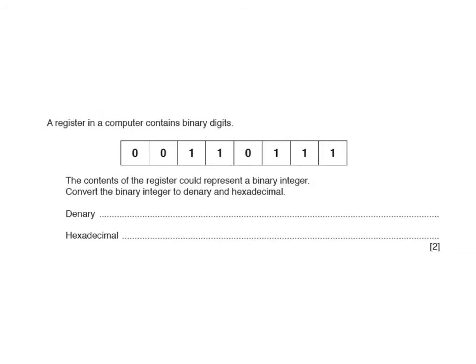Contents of this register can be binary. What are they in binary? So we got 1, 2, 4, 8, 16, 32. So a bit of maths. 48, 52, 55. And then in hex, we're going to have 3, 7. Hopefully that's correct. Let me know if it's not.